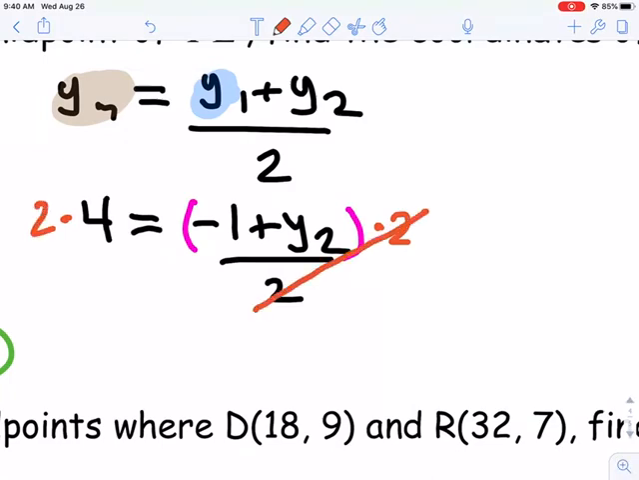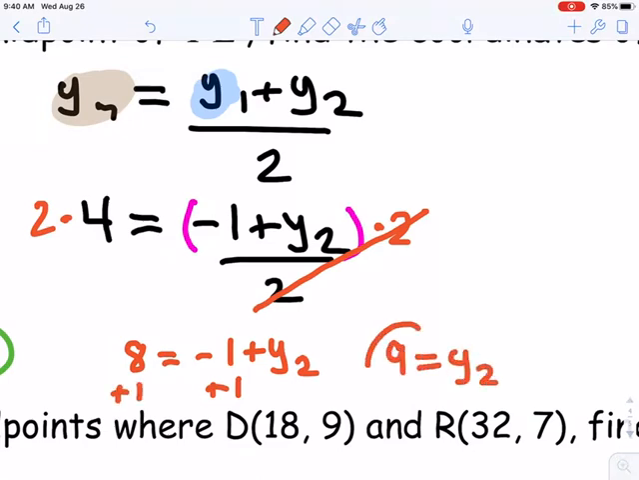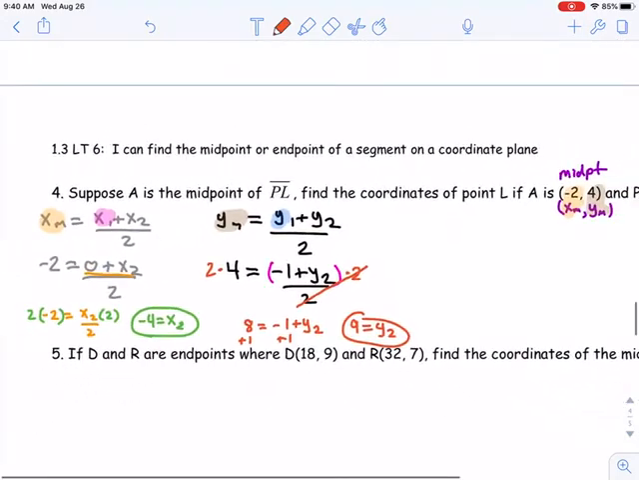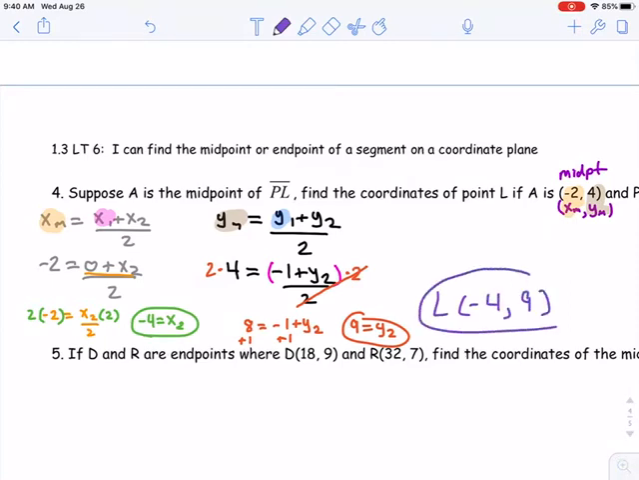So I'm going to cancel the 2's on this right-hand side. There's no distributing. They simplify to 1. And I'm going to be left with 8 on this left-hand side, and then -1 plus y sub 2. From here, you just add 1 to both sides, and you're going to get 9 equals y sub 2. Circle it. So the coordinates of L are -4 and 9.